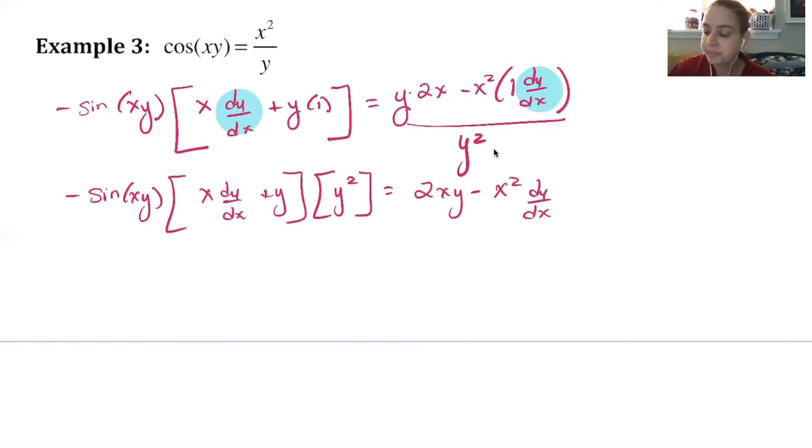That's a good start. But again, I still have dy dx here and I have dy dx over here. The problem with the one on the left is it's trapped in that bracket. So the only way to get it out of there is to distribute. So I am going to distribute negative sine of xy and y squared. Distributing was my algebra lesson yesterday.